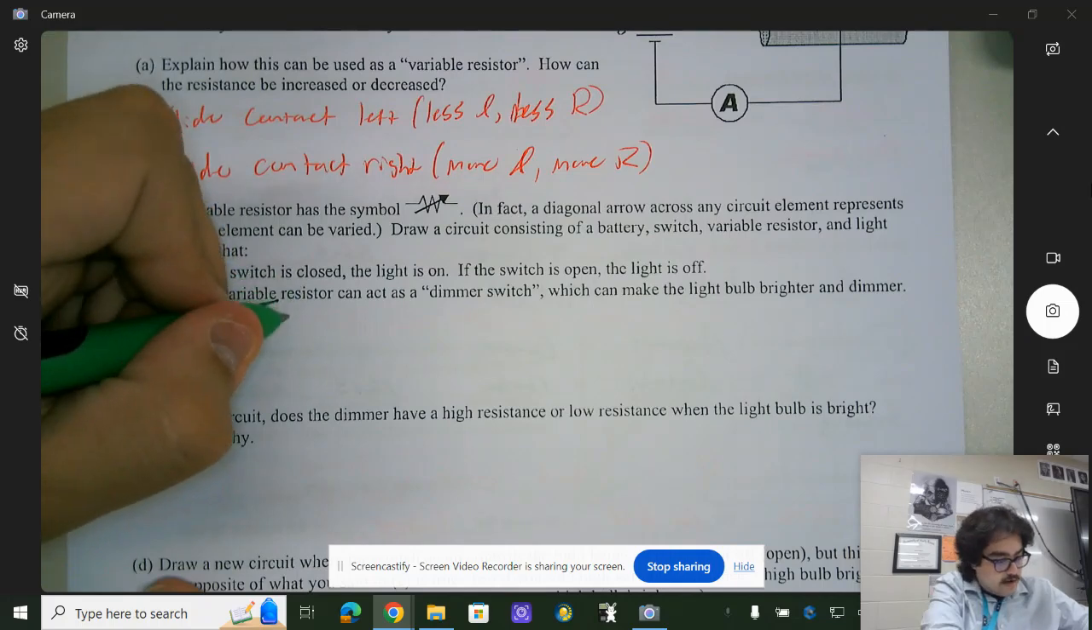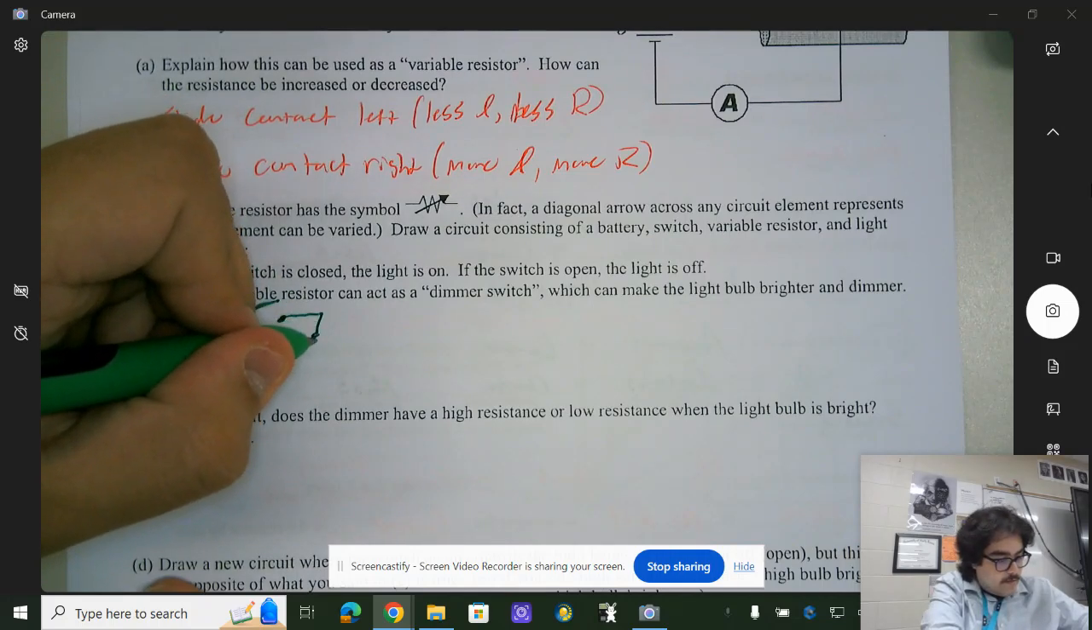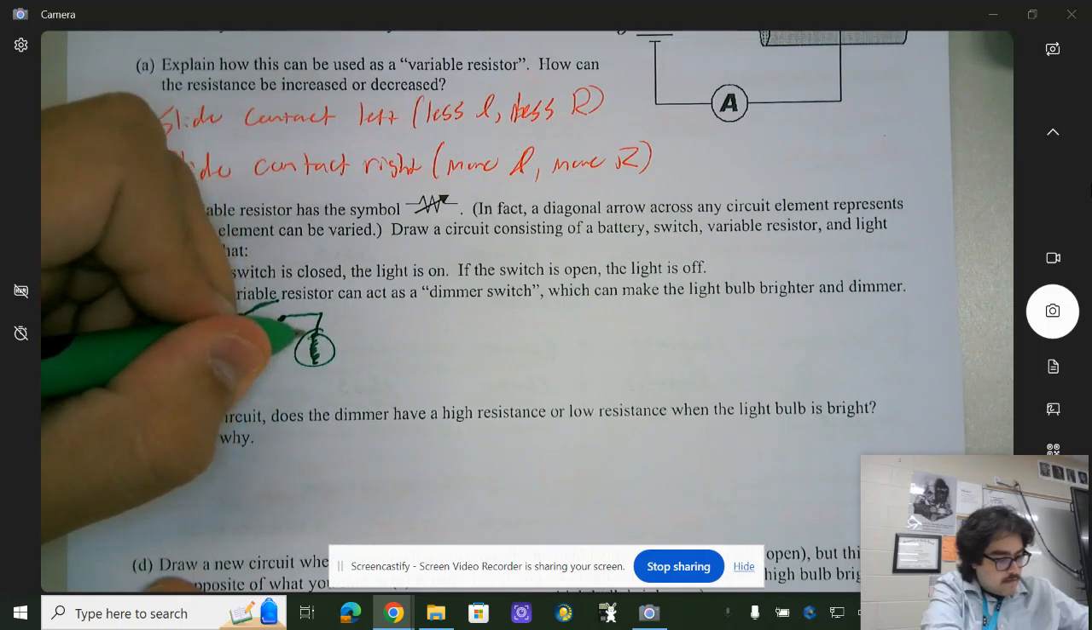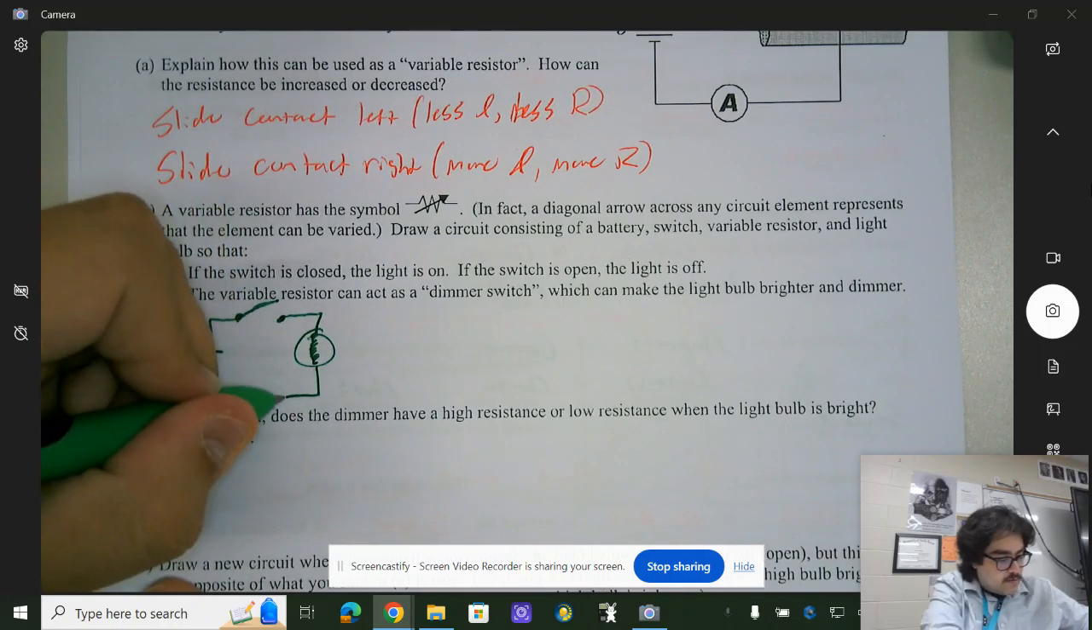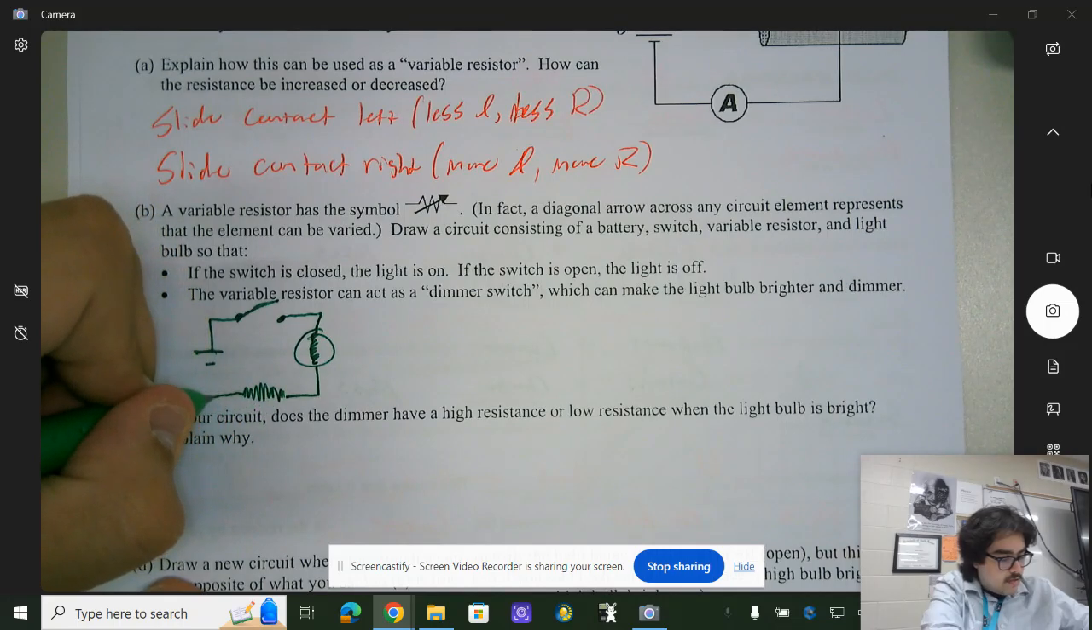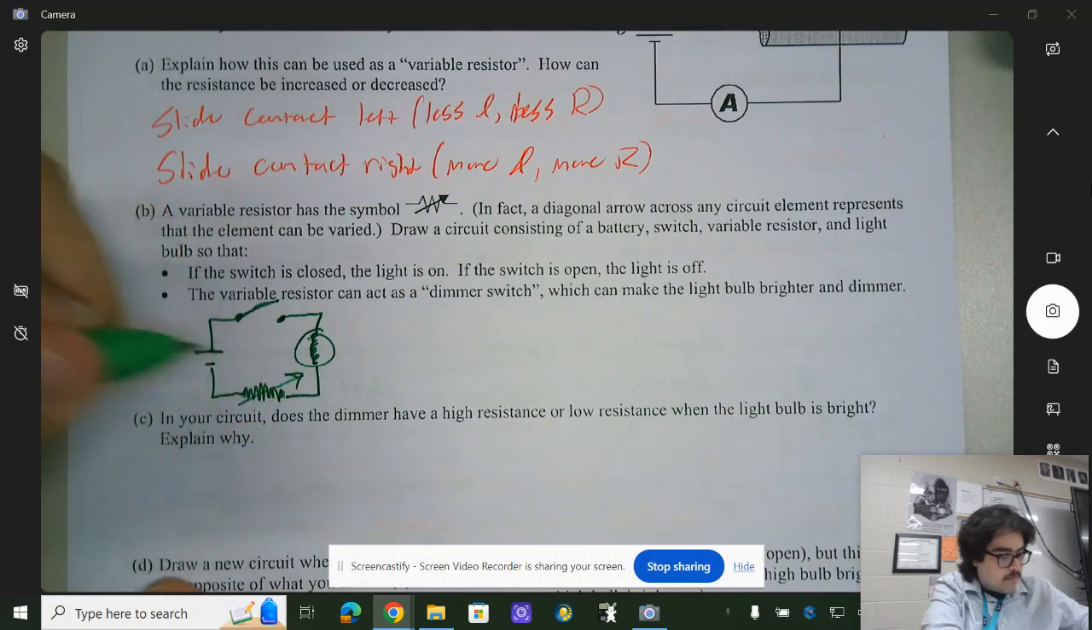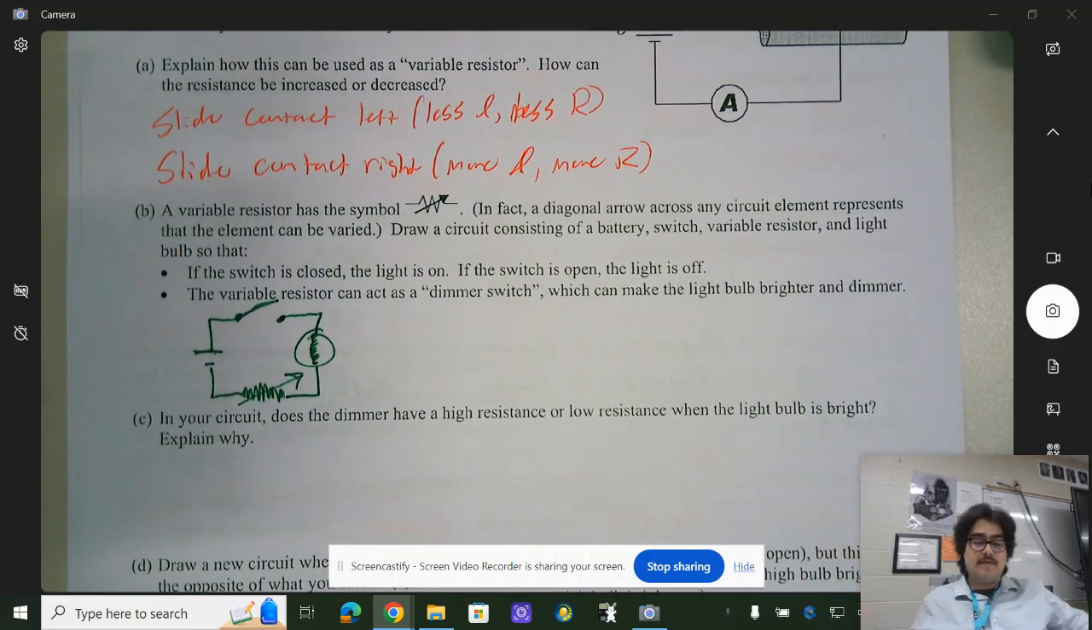And remember your dots there. Boom. Here's my light bulb. Okay. Down here, here's my resistor. Boom. Okay, that's going to be our way.